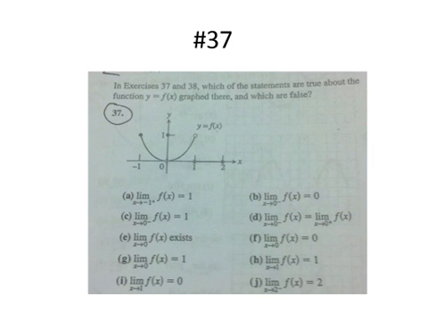So we want to know which are true and which are false. We're going to start with the first one. We have this graph with some open circles and some closed circles and everything. So we start off with the first one.